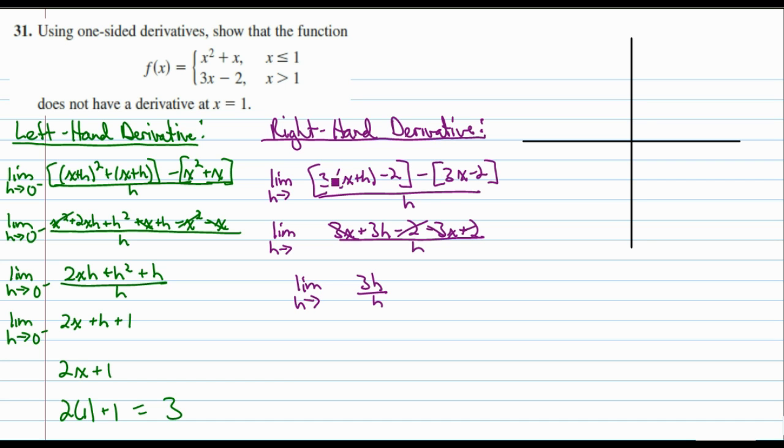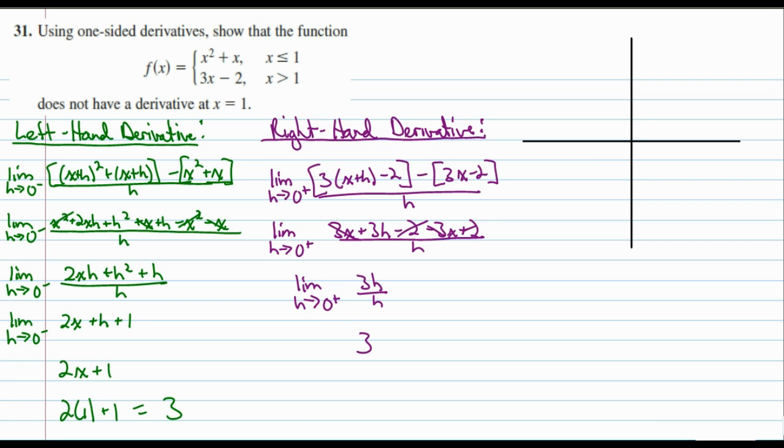Distribute the negative, distribute the 3, combine like terms, simplify the h out, and all along it's the right-hand derivative, so I'm looking at the limit as h approaches 0 from the right. But that just simplifies out and I get that the slope is 3. So I can easily make my conclusion that the derivative exists. But wait, hold the phone. Does it exist? Let's graph it to make sure.